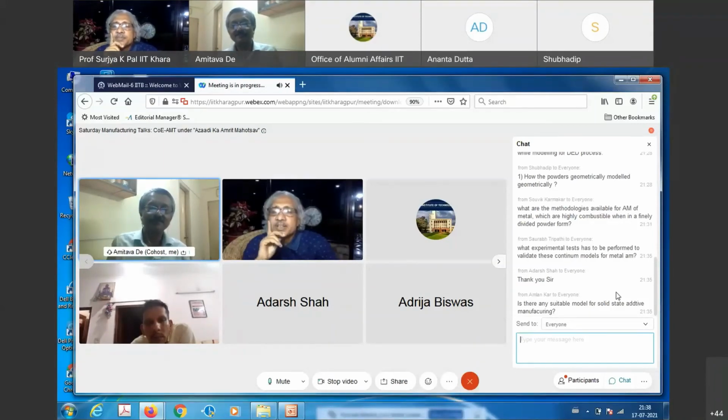There's a question from Mr. Shobhik Karmankar. What are the methodologies available for AM of metal which are highly combustible when in a finely divided powder form? I think that is more to do with the storage of the powder, because most of the AM processes are done in an environment that would protect it from such a likelihood.